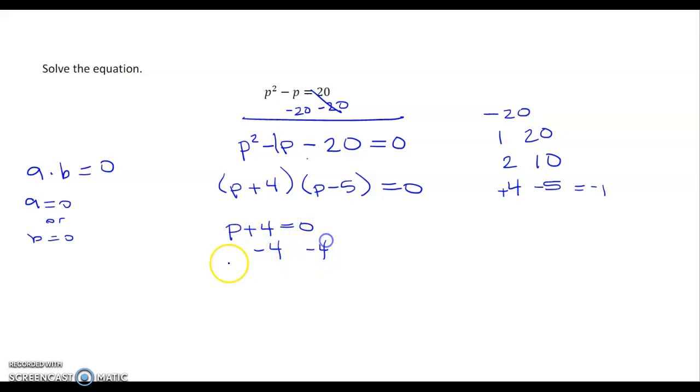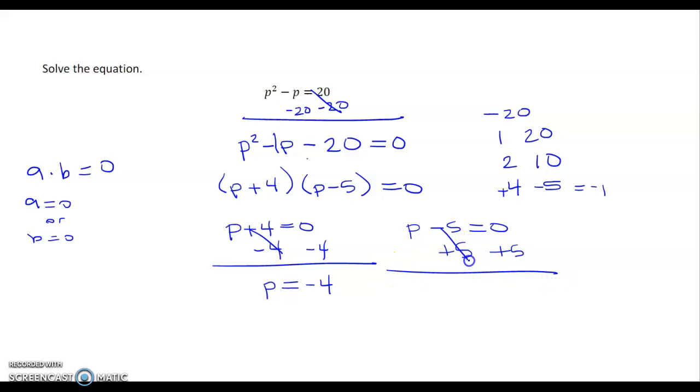We subtract 4 on each side, so p could equal negative 4, or another possibility is if p minus 5 equals 0, we add the 5 to each side, so p could equal 5. So either of these two values would give us 0 for this polynomial. So we'll have two answers there.